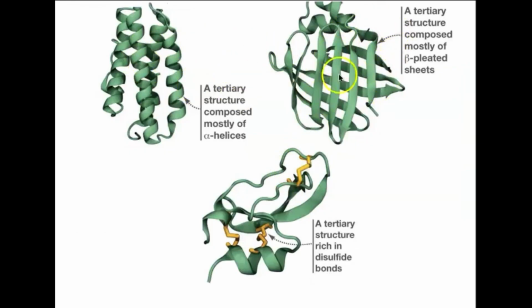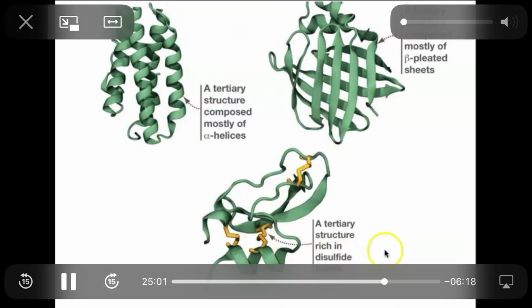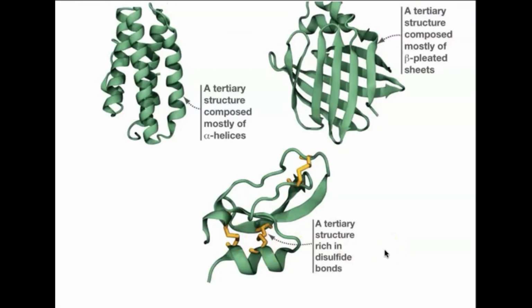It's the same type of thing. You have another tertiary structure here with mostly beta-pleated sheets, one with mostly alpha helices, and then here's one with a lot of disulfide bonds or disulfide bridges. And I know it looks a little funny with the yellow there. It's just a conventional kind of diagrammatic way to show a disulfide bond, a disulfide bridge. And so you'll see those in some of the structures that we encounter.